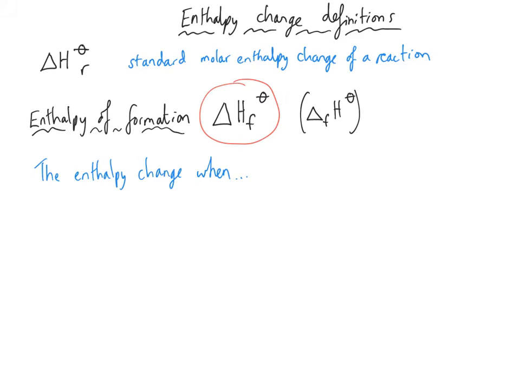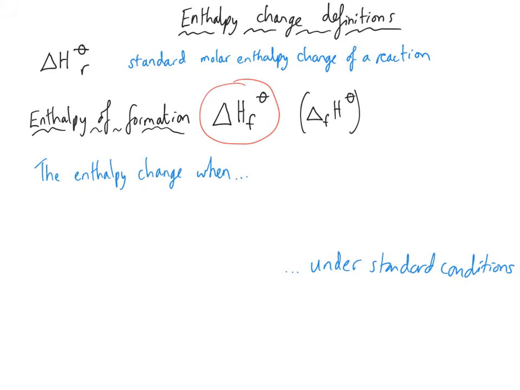Now you actually have to be able to define the enthalpy of formation, and when you're defining any enthalpy change you should remember it, I think, in a particular structure. So first of all, it will always begin with the phrase the enthalpy change when, and I've put those three dots there because you're going to insert something specific here, and the definition is going to finish with the little phrase under standard conditions, because any enthalpy change is defined as something happening under standard conditions.